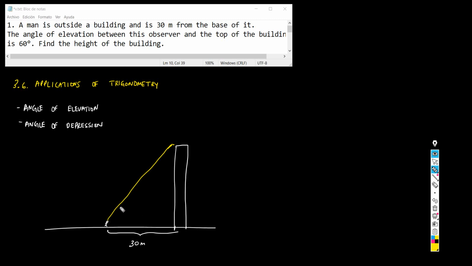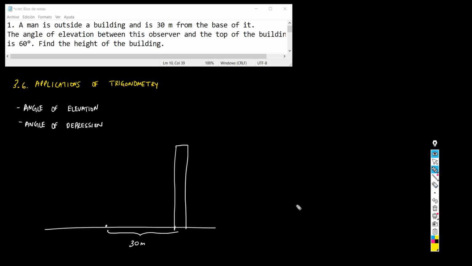Their sizes are so different. This is very much larger than the size of a man. We can say that basically we can consider the man as just a point on the ground, like just a particle, like that's your man basically.